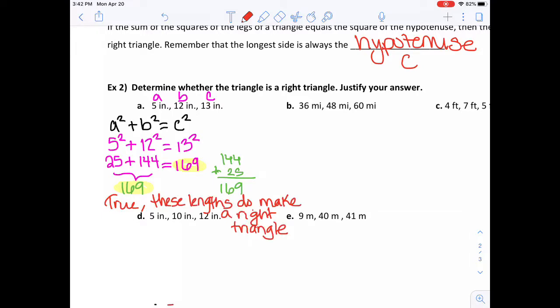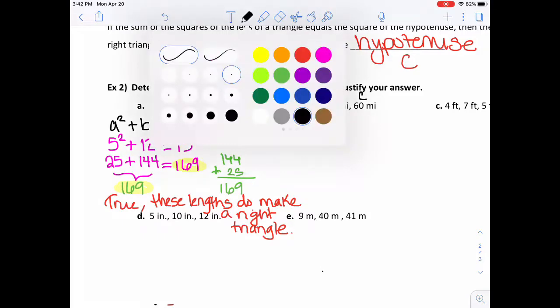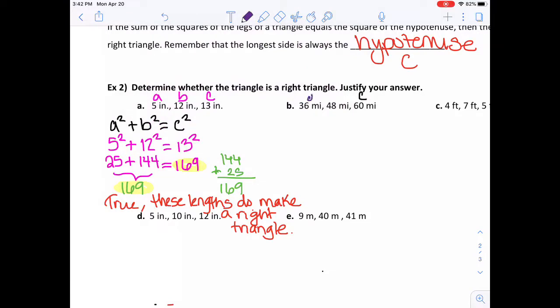Okay, let's look at B. We have 36, 48, and 60. So again, we need to look for the longest length, and that's 60. So we're going to go ahead and mark that as C. The other two lengths need to be put in for the A and the B because they are the legs of the triangle. So let's see if this is a right triangle or not.